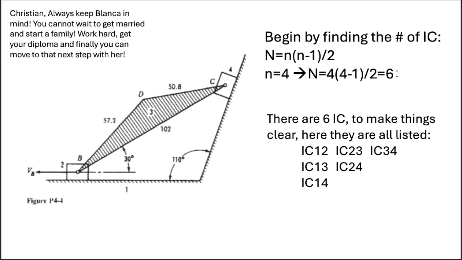And divided by 2. This is always the formula you're going to use. Sometimes you're going to have 6 links. Sometimes you're going to have 8 links. Here there's 4 links. This is a simpler problem with fewer components.